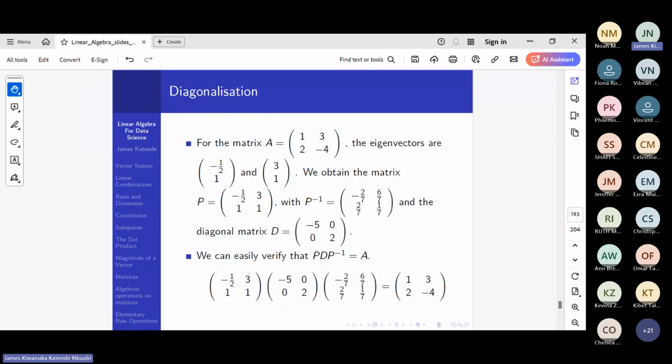So now we have all the matrices we need to decompose A. So if I multiply these three matrices, I should recover A. This was the matrix A.